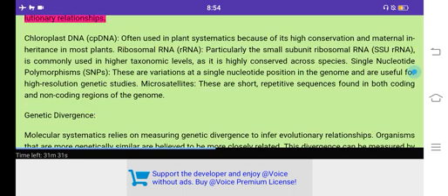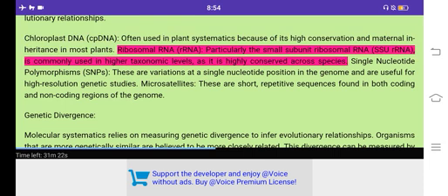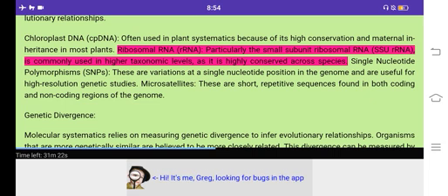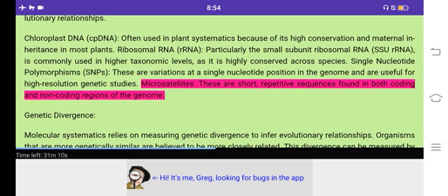Nuclear DNA. These markers are inherited from both parents and can be used to study deeper evolutionary relationships. Chloroplast DNA, cpDNA, often used in plant systematics because of its high conservation and maternal inheritance in most plants. Ribosomal RNA, rRNA, particularly the small subunit ribosomal RNA, SSU rRNA, is commonly used in higher taxonomic levels, as it is highly conserved across species. Single nucleotide polymorphisms, SNPs, are variations at a single nucleotide position in the genome and are useful for high-resolution genetic studies. Microsatellites. These are short, repetitive sequences found in both coding and non-coding regions of the genome.